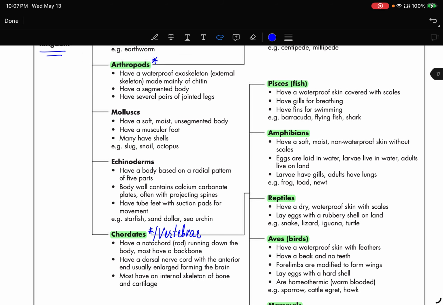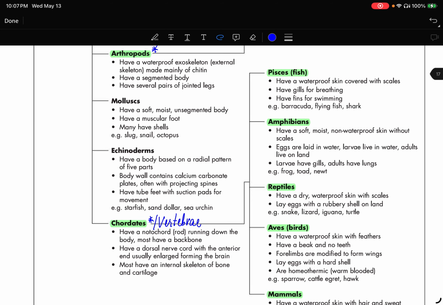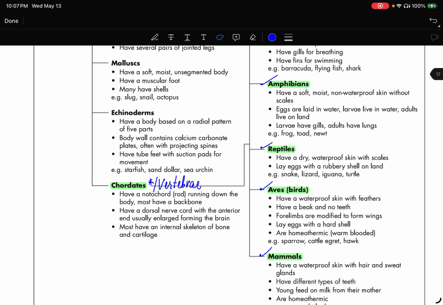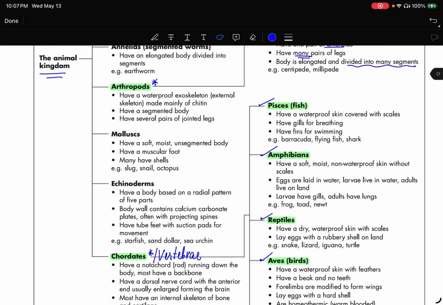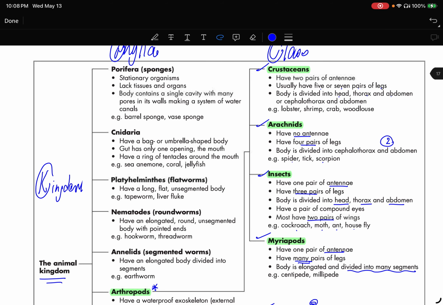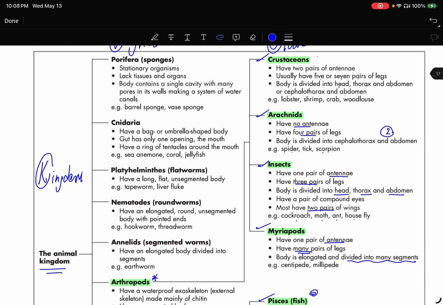Then for the chordates, those vertebrates, you need to know about the Pisces, the fish, the amphibians, the reptiles, the birds, and the mammals. But really what we see a lot coming out in the papers are things from either the fish or, sorry, the arthropods. These crustaceans, arachnids, insects, and myriapods.